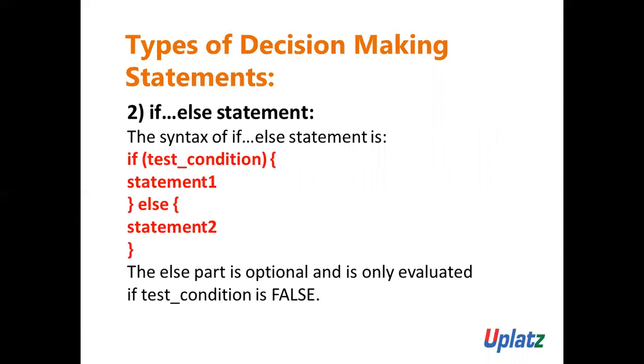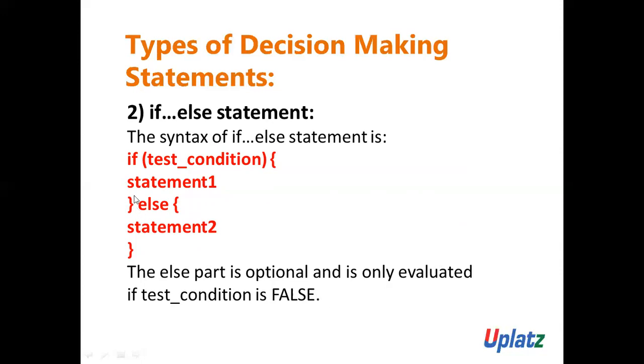Now let me show you the syntax of the if else statement. So see here the syntax: if test condition, whatever test condition you want to put here. If it is evaluated to be true, then statement 1 is going to be executed, and then close the curly braces. After that, write else, open the curly braces, write statement 2, and then close it. The else part is optional and is only evaluated if the test condition is false.